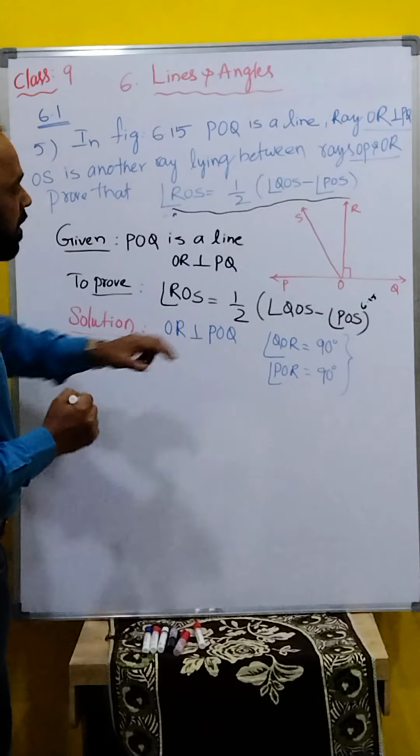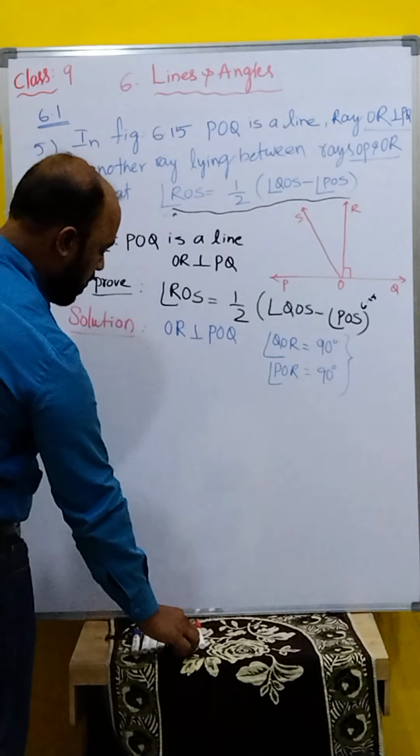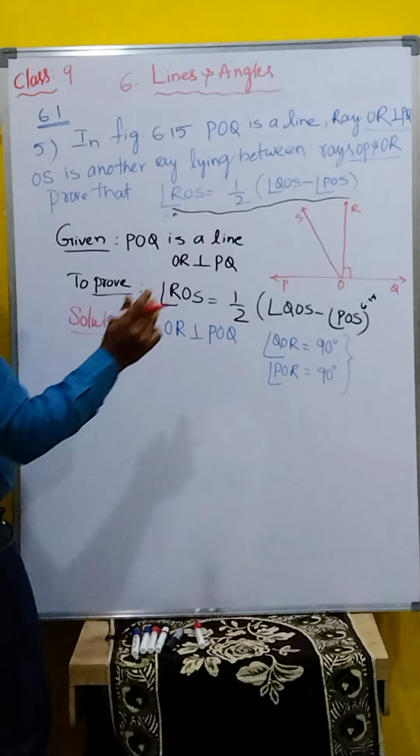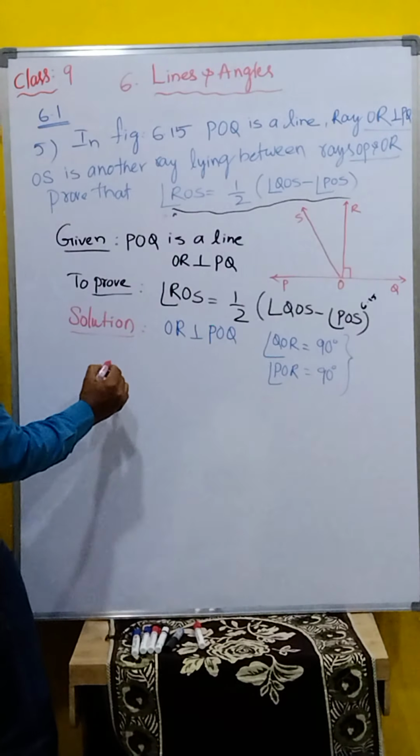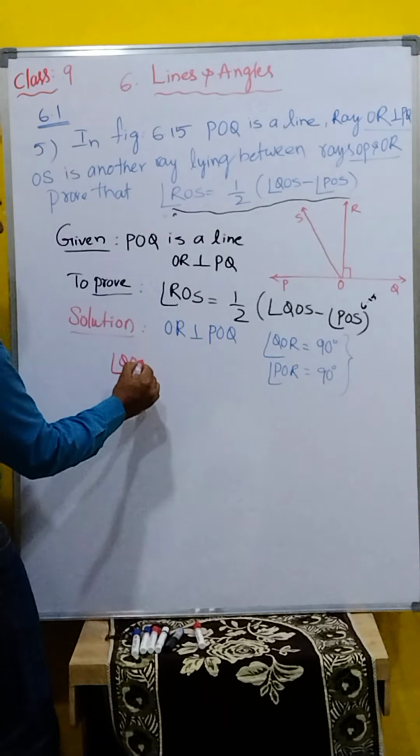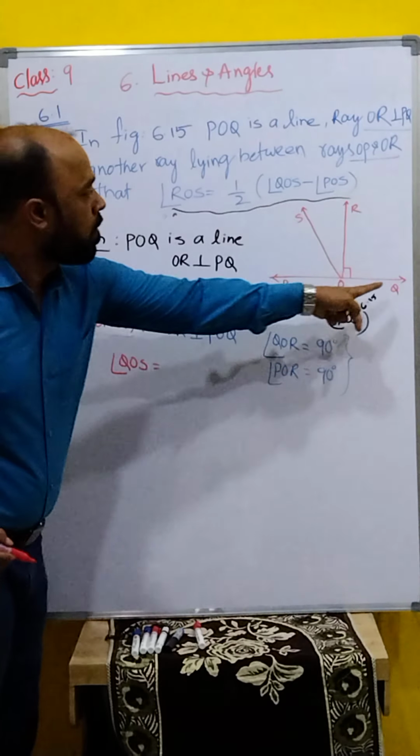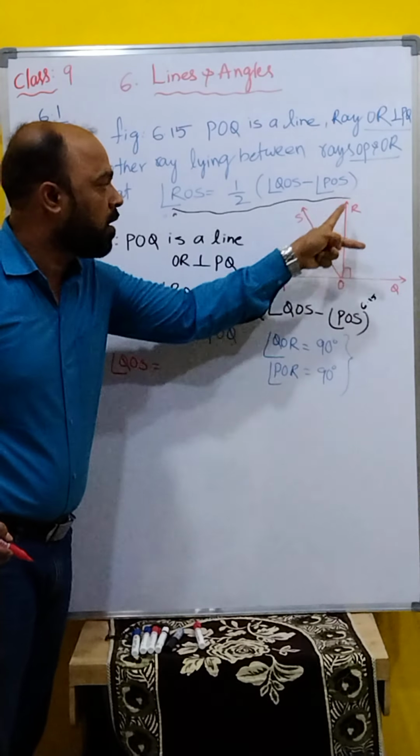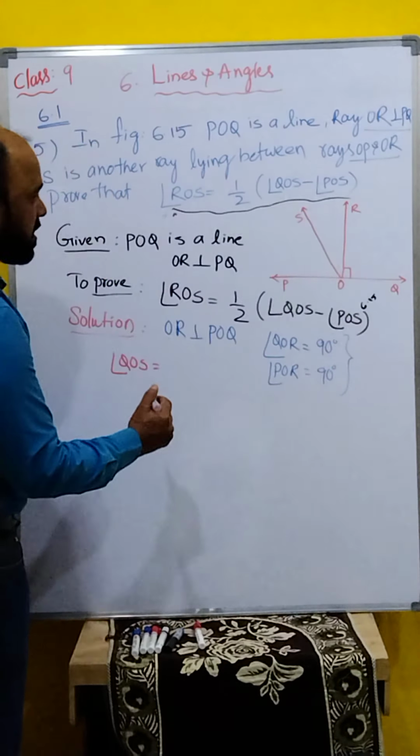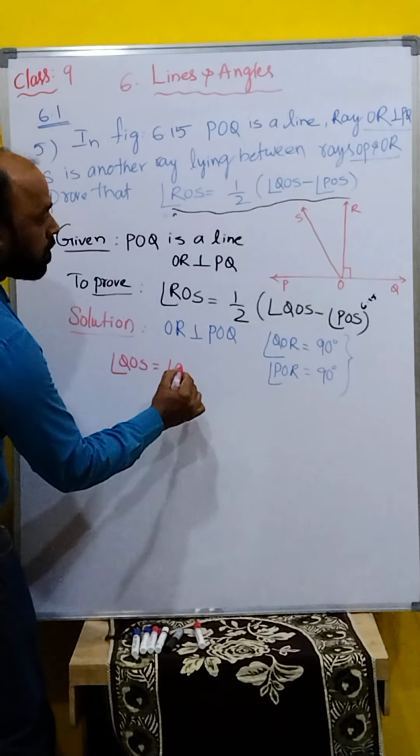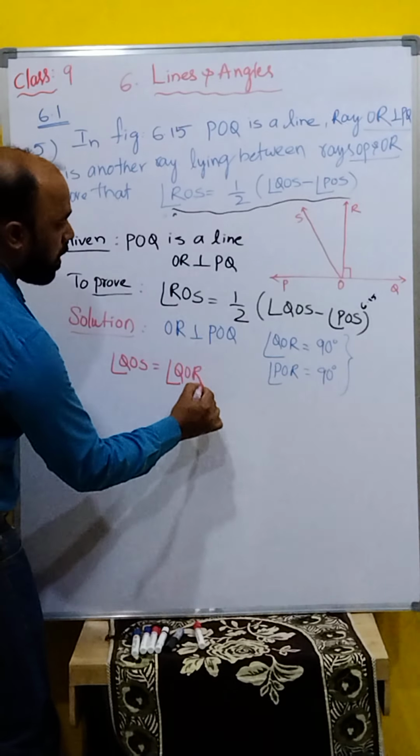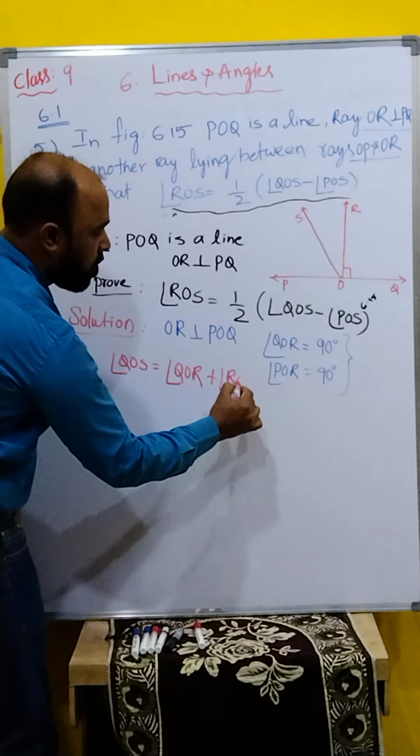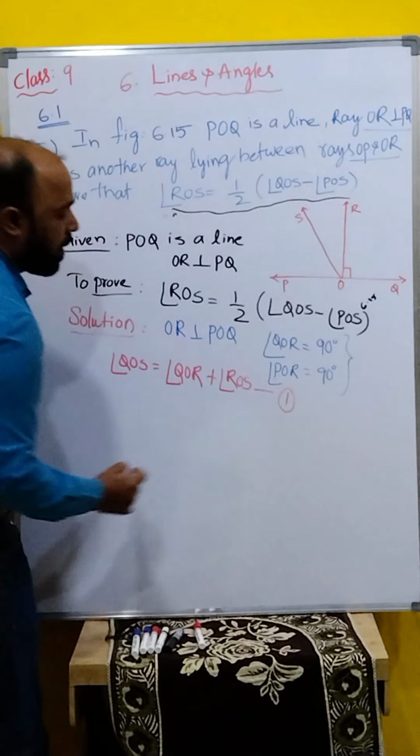Then according to this figure, what is being asked? Angle QOS and angle POS. From this, first find the QOS value. How many angles are present in angle QOS? 2 angles are there, one is QOR and another one is ROS. Write it: angle QOS is equal to angle QOR plus angle ROS. That is number 1.